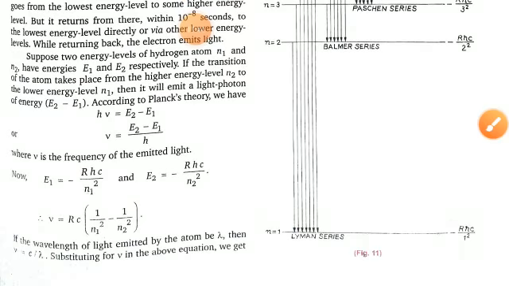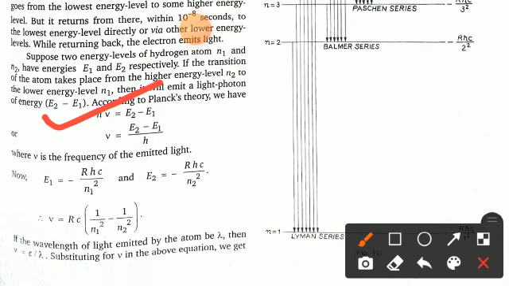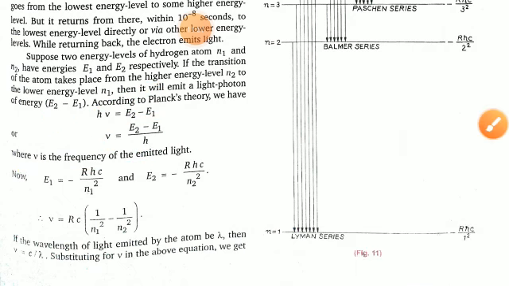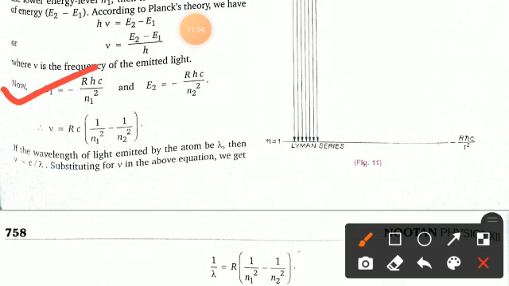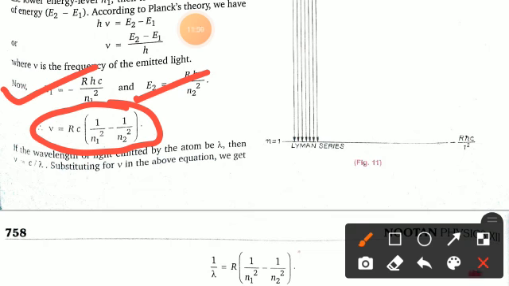Clear? So according to Planck's theory, hν equals E2 minus E1, and from there you can find the frequency ν equals (E2 minus E1) by h. Using the frequency, you can also write the energy values: E1 equals minus R_H hc by n1 square, and E2 likewise. So ν equals R_H c times (1 upon n1 square minus 1 upon n2 square).